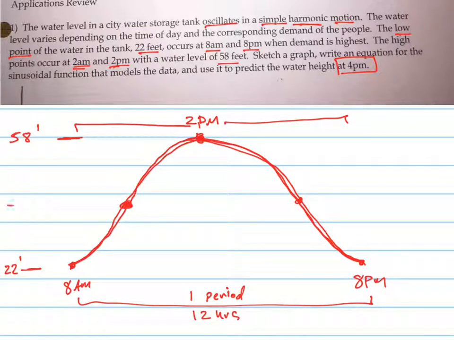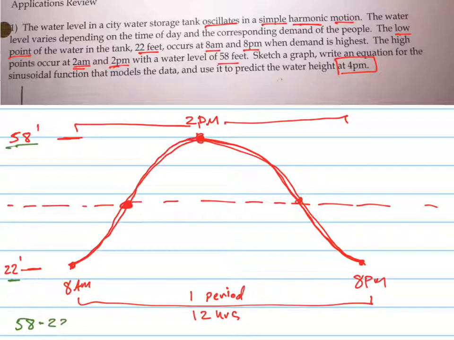So the first question is, what is the midpoint? Or what is midline? Is that what your teacher calls it? What's the midline of my graph? Well, to find that, I look at the high point and the low point, and I find that total distance. So 58 minus 22 equals 36, right? That's the total distance. So what's half of that distance going to be? 36 is the total distance. Then what's this distance going to be? It's going to be half of that, which is 18.